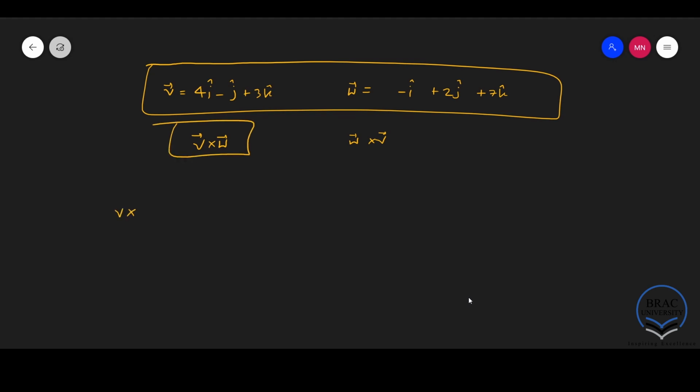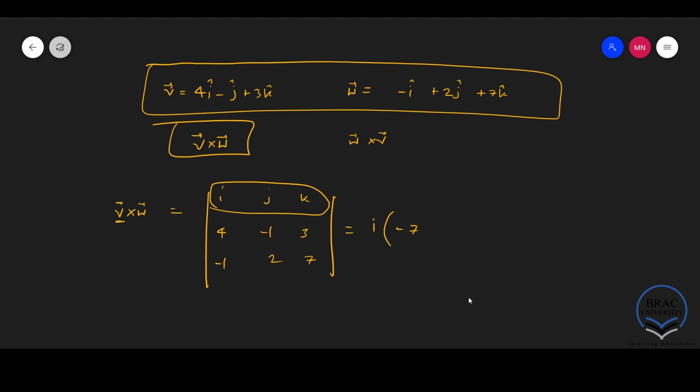So we have v cross w. This will be equal to the following determinant, where we have i, j, k. And since we have v first, we will consider the components of v in the second row. So we'll have 4, minus 1, 3, and then we will have the components of w. So we will have minus 1, 2, and 7, right? So this is just going to be equal to i. If I expand across the first row, I will have i times minus 1 times 7.